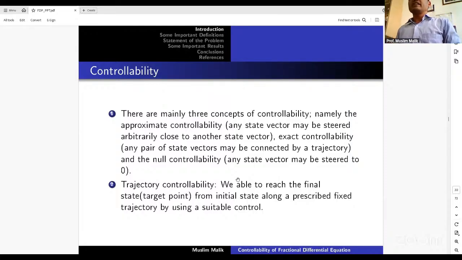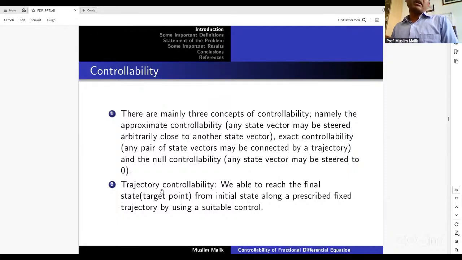Then we have null controllability. Null controllability means we start from some point, known as the initial point, and then we reach the origin. There are many more kinds of controllability: trajectory controllability and total controllability. Trajectory controllability means we achieve the target along some path. Applications of this controllability are found a lot in defense.